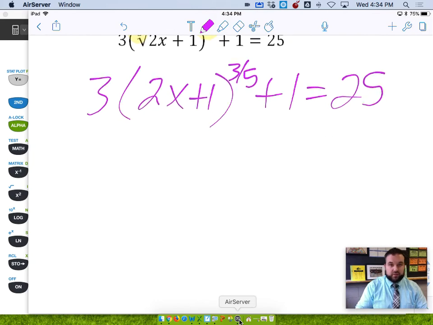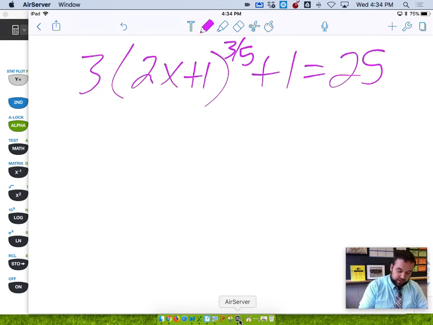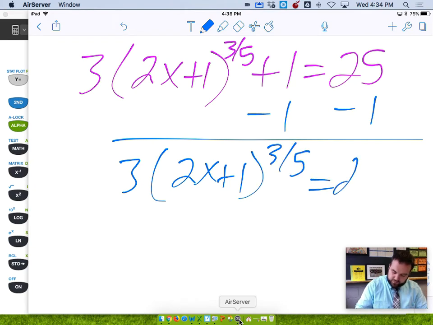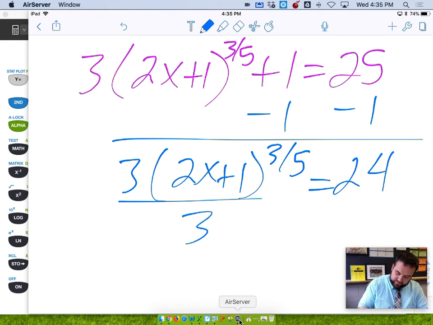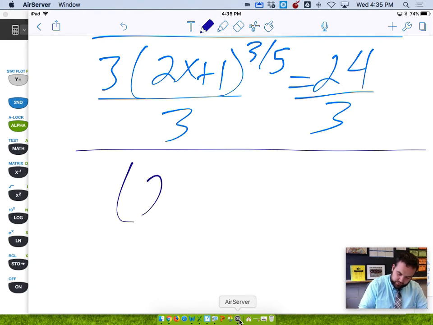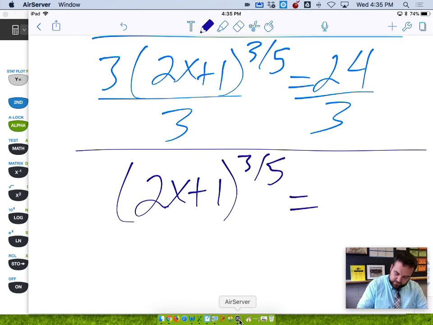And now we're going to solve it exactly like we just did on the previous slide. So I'm going to take away 1. My next step is going to be to divide by 3. 2x plus 1 to the 3/5 equals 24. I see that pesky 3 out front, so I'm going to divide there. Okay. Get each step in a different color. So I got 2x plus 1 to the 3/5 is equal to 8.